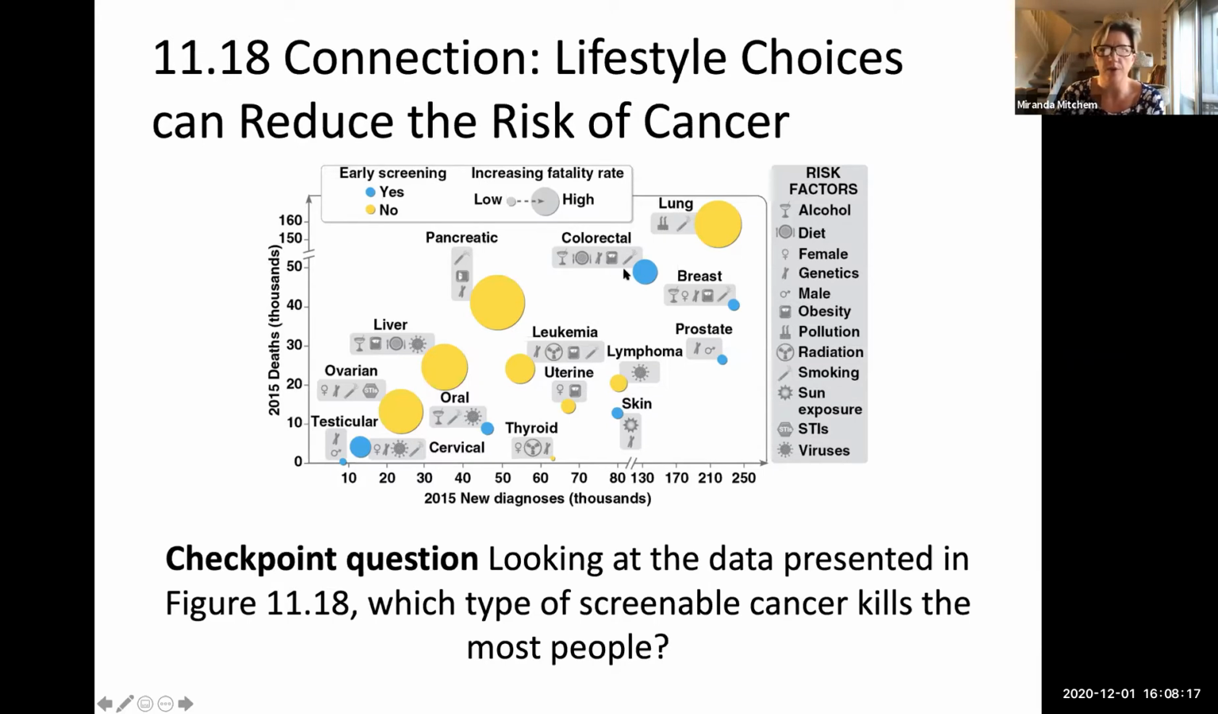But here's colorectal cancer, and it's common and it is associated with deaths. It is preventable through the colonoscopy and also by limiting exposure to these various risk factors. So there are things that we can do.